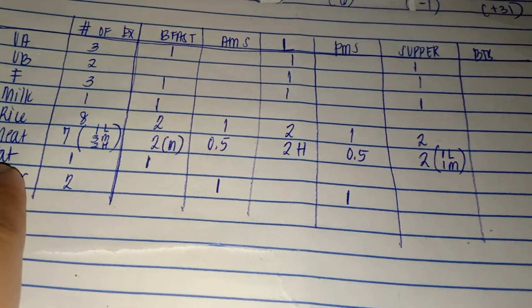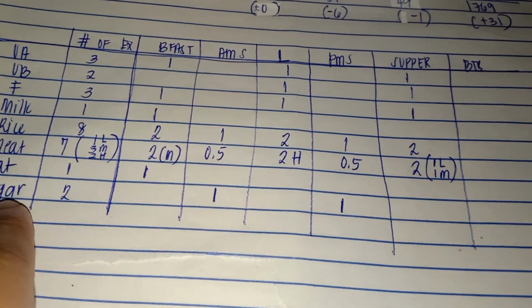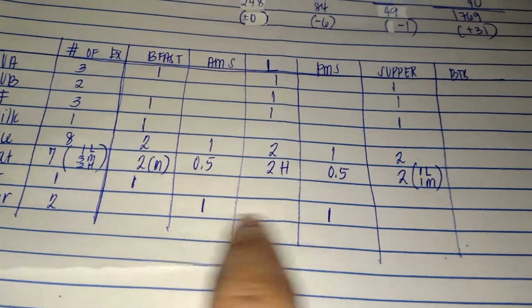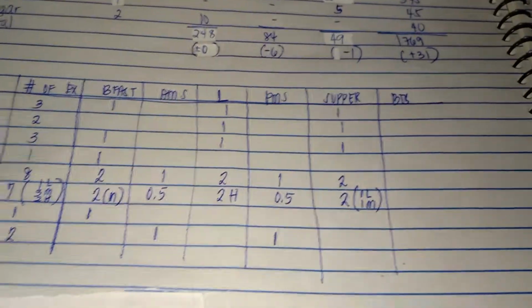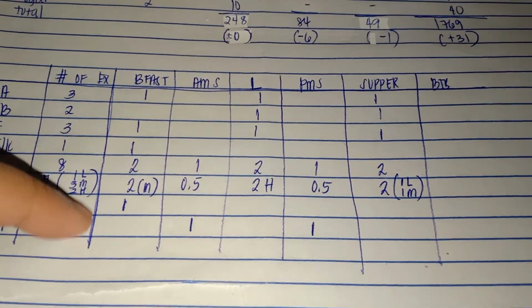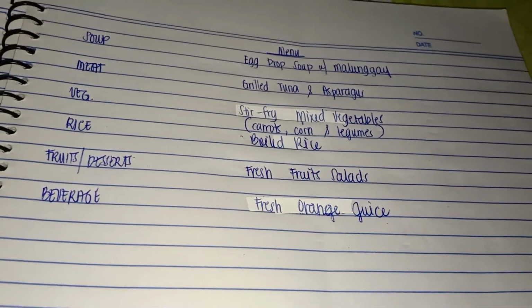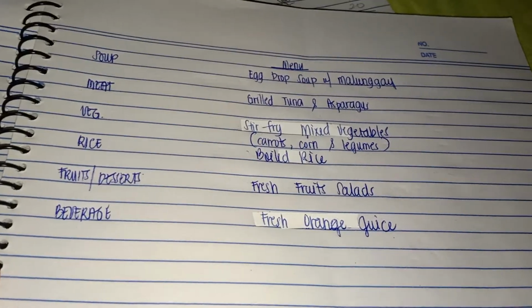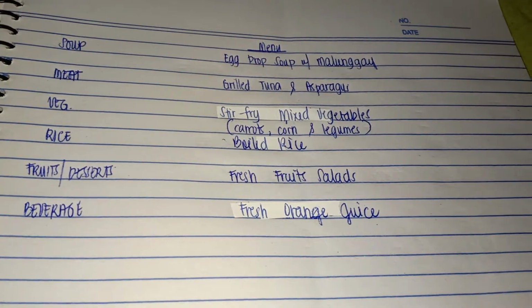So, and then, fats. I just distributed your fat here sa breakfast. And sugar can either be in your snacks or you can put it in your breakfast or supper. So, depende sa pag-distribute mo ng number of exchange. And yung ibabase mo rin yung para sa iyong meal. So, this is your lunch meal, which I already made. So, depende sa iyo kung i-change mo siya.